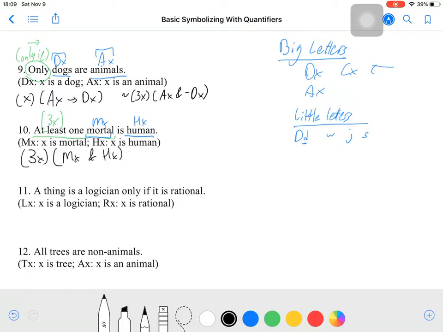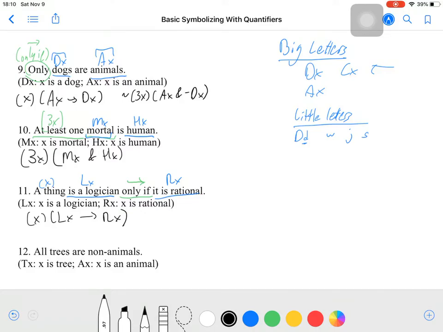Going on to 11, what we see is we have an only if. And then this one's going to be a little bit wonky because we only have a thing. But we can understand it as universal X, is a logician, LX, rational, RX. So for all of X, if X is a logician, then it must be the case that they are rational. In other words, if they weren't rational, they wouldn't be able to be a logician.